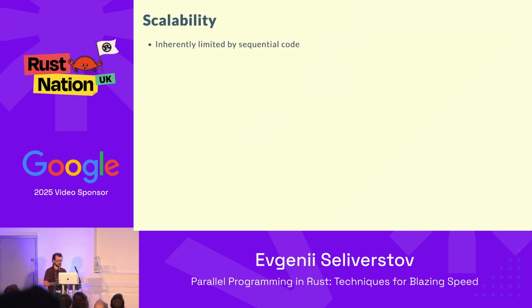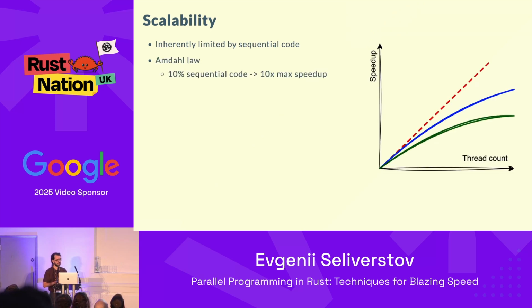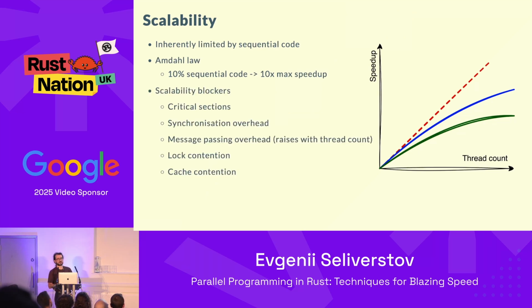So to understand from an academic perspective what the parallelism of a program is, we need to go to Amdahl's law. The practical outcome: if we have 10% of sequential code in the program, we are doomed, because we cannot have more speedup than 10x. So we'd like to go to this line, but unfortunately we're here or even here. We have a lot of scalability blockers.